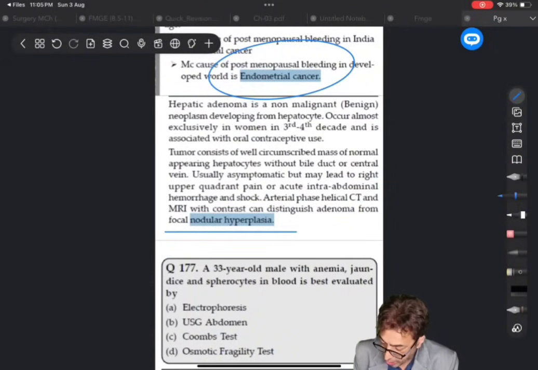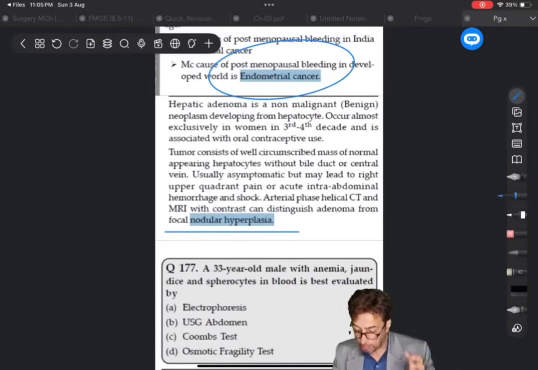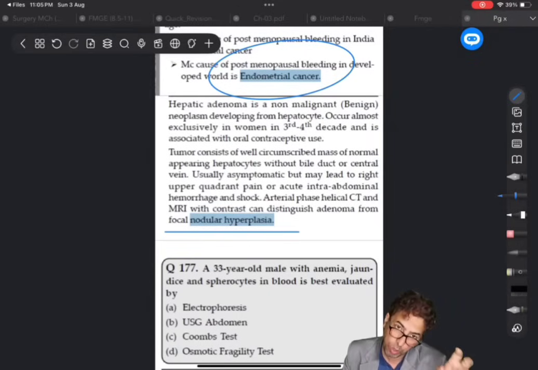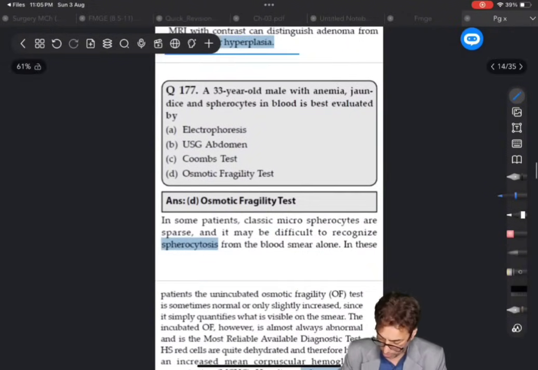Now, there was this image-based question given about focal nodular hyperplasia, and in my book, I have tried to distinguish between the adenoma and the focal nodular hyperplasia. There are four options which were given: hepatic adenoma, fibrolamellar carcinoma, hepatocellular carcinoma, and focal nodular hyperplasia with a central scar. You have to remember out of all these, focal nodular hyperplasia, how we distinguish it, and I have given it here. I will not go to the options.